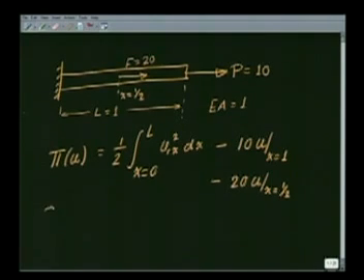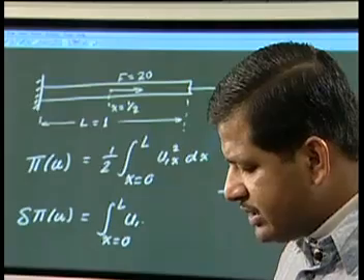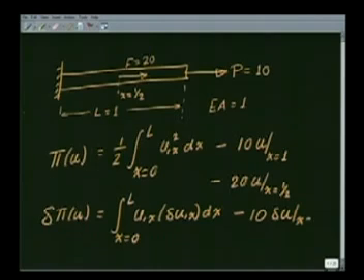So if I do the variation of pi of u, we will again get integral x equal to 0 to L u comma x variation of u comma x dx minus 10 variation of u evaluated at the point x equal to 1 minus 20 into variation of u evaluated at the point x equal to half.